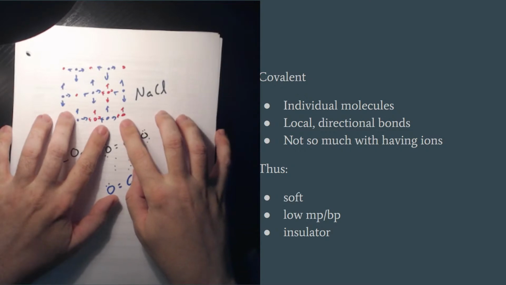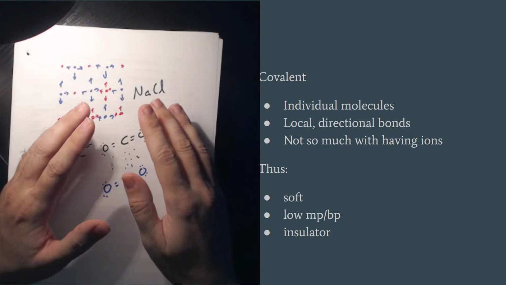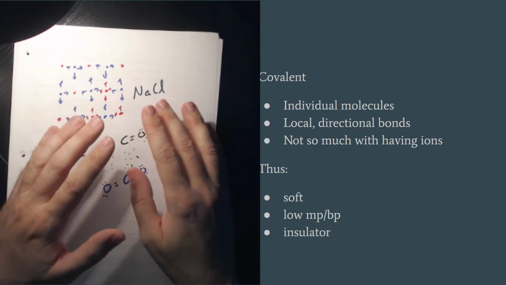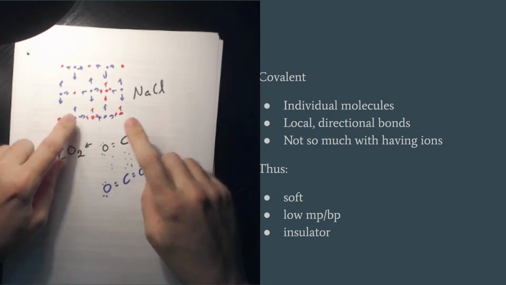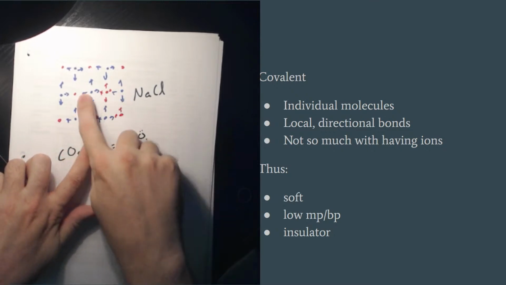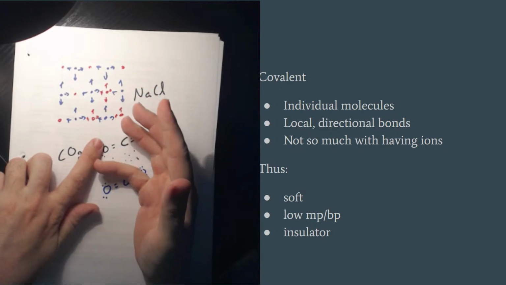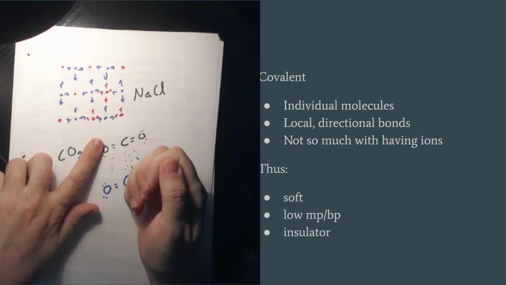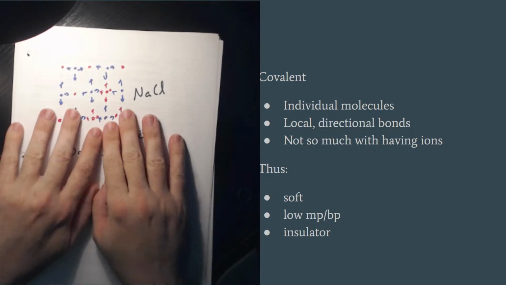And eventually they move fast enough that they can break the forces holding them into the solid, and it melts into a liquid. They move faster still, they can break the forces holding them into a liquid, and they boil into a gas. So when you're increasing the temperature of an ionic compound, in order to melt it, you have to separate all of these forces all at once. You have to overcome the bond strength holding the ionic compound together, and that is really, really hard.